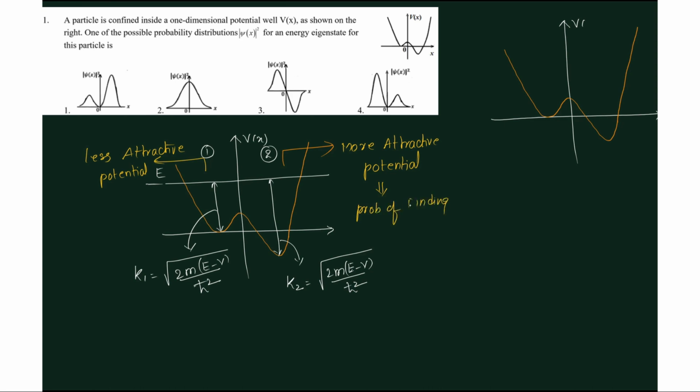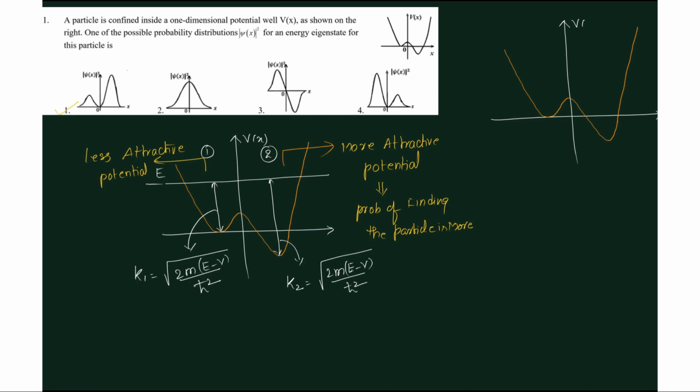That means the probability of finding the particle is more when compared to this region. So in the second region we must have more probability compared to the first region. So that's why the answer is 1.